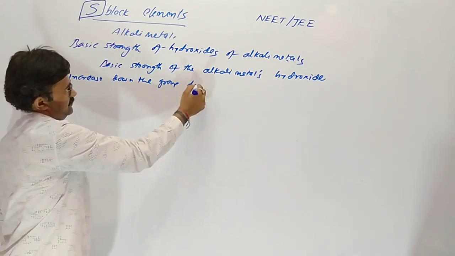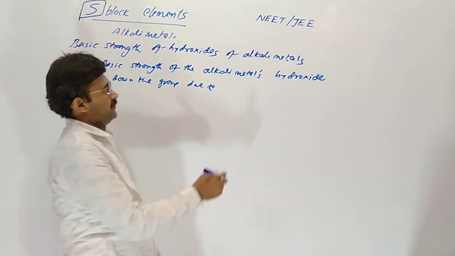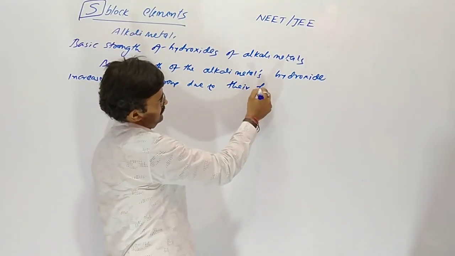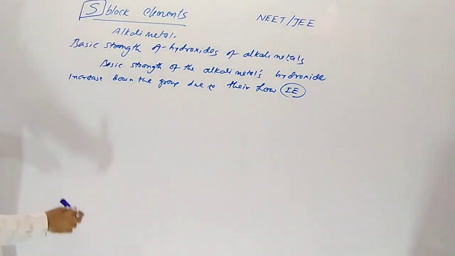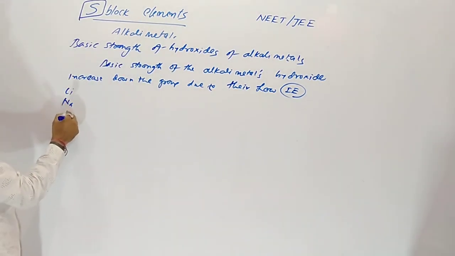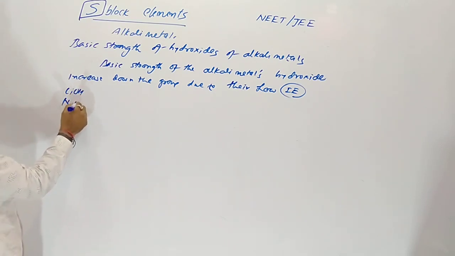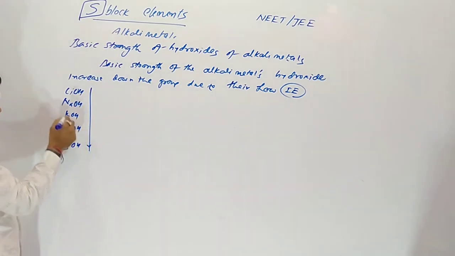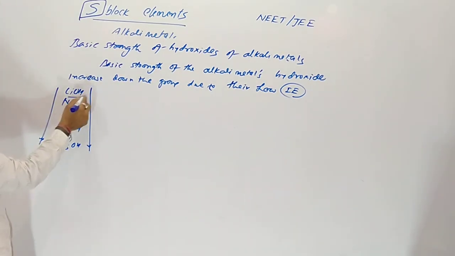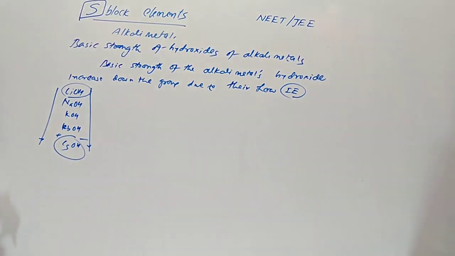due to their low ionization energy. From lithium to sodium, potassium, rubidium, cesium, ionization enthalpy decreases. So the basicity of hydroxide increases. Lithium hydroxide is less basic, whereas cesium hydroxide is more basic.